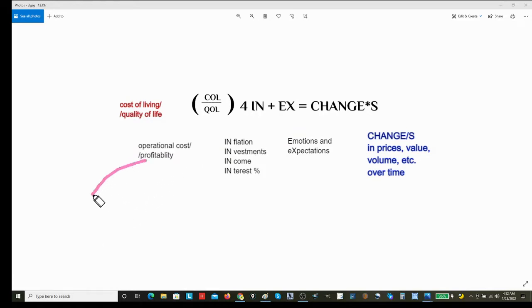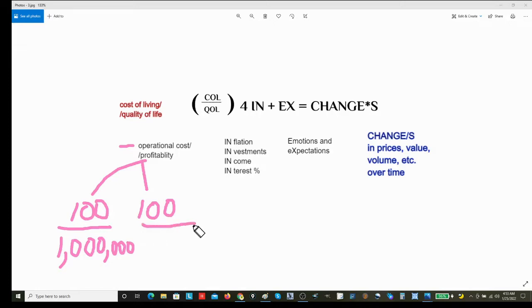Fundamentals, let's say there are two different companies. Both have a profit of 100 million. However, the one company has an operational cost of, let's say, 1 billion. There's not enough zeros here. Okay. And the other has an operational cost of, let's say, 200 million. So obviously, this company is much more profitable and efficient compared to these guys. This is profitability and operational costs.